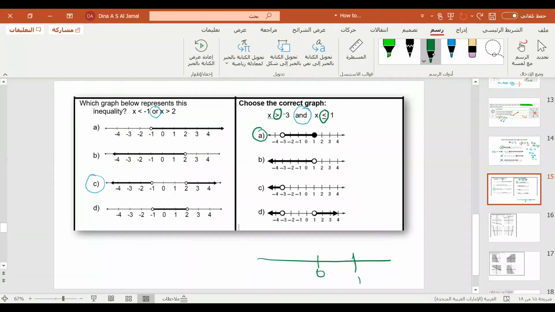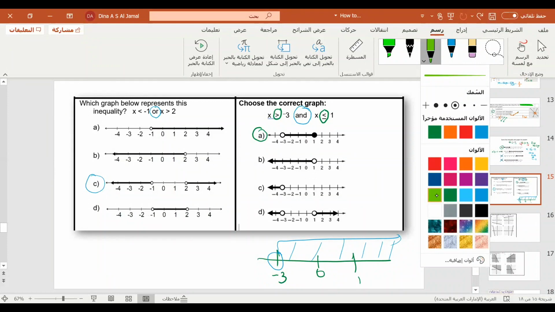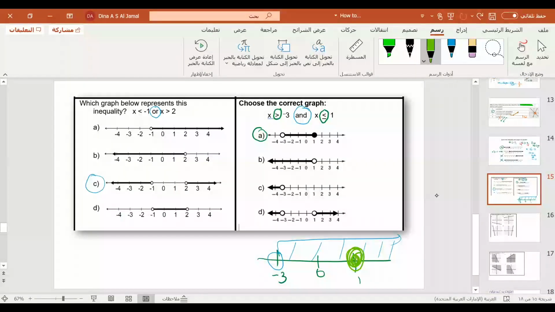So here you are having your 1 and -3. So here you are having your open circle. I want the values bigger than -3. That means I will go to this side and I will color everything here. Then I would like to have the values less than 1 and equal to this. So I will be going to this side. So this is the intersection of my solution. That's it.